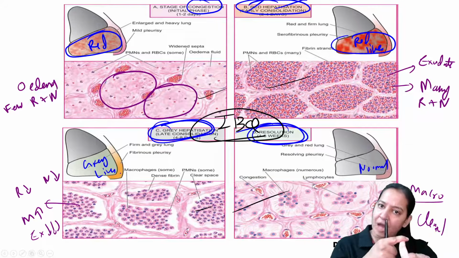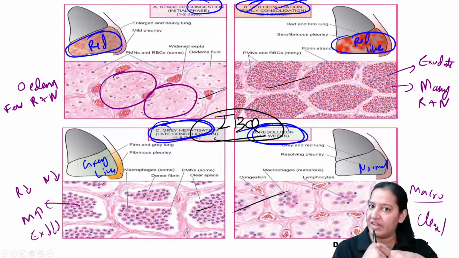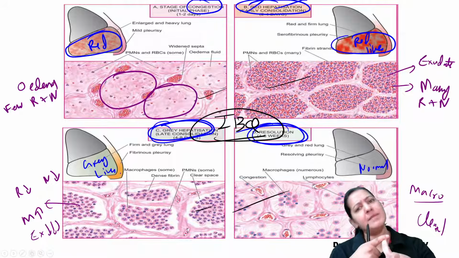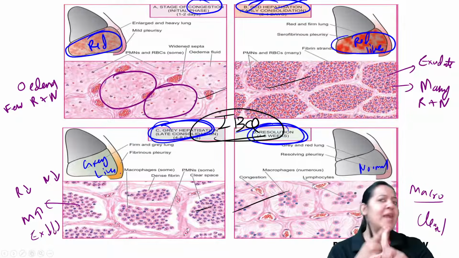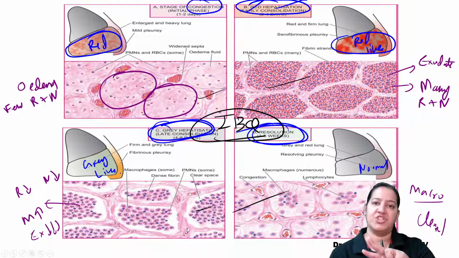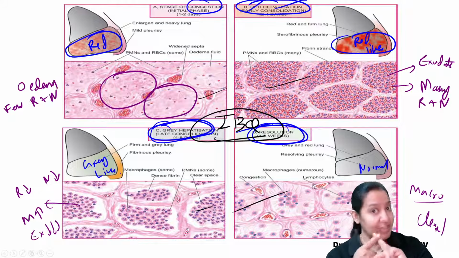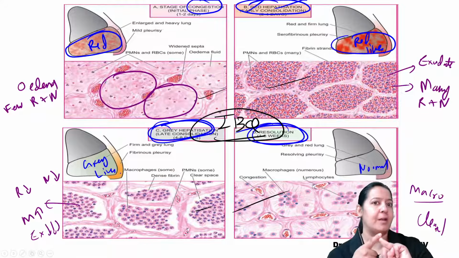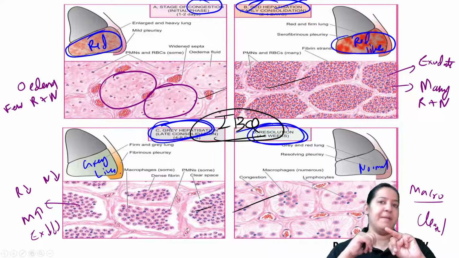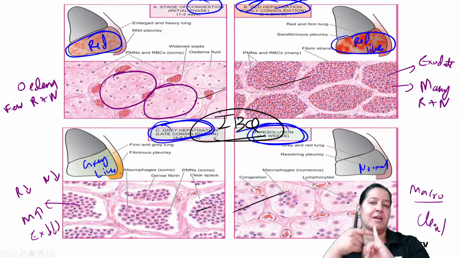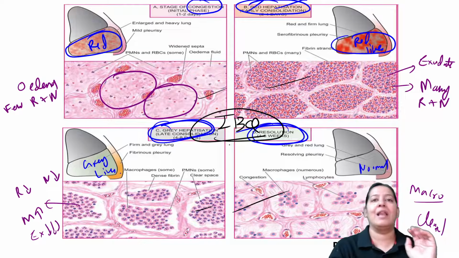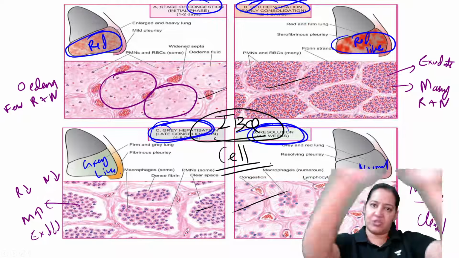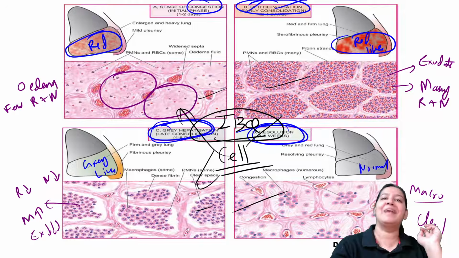If there are few RBC and neutrophils, it is stage 1, stage of congestion. Many abundant RBC and abundant neutrophils, that is exudate is there, it is second stage, red hepatization. RBC and neutrophils are decreasing and few macrophages are there, so stage 3, that is gray hepatization. And only macrophages are there, doing the phagocytosis, that is resolution. So based on the cells, you see the cells and decide the stage. That is the summary of this.